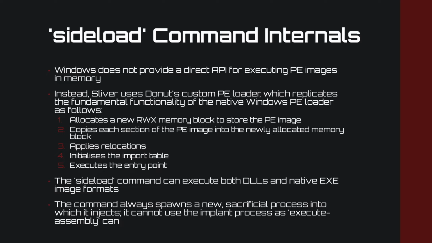Now, at a very high level, this process proceeds as follows. 1. It allocates a new read, write, and execute memory block to store the image. 2. It copies each section of the image into the newly allocated memory block. 3. It applies relocations to adjust memory addresses at runtime, ensuring they match the location where the image was loaded in memory. 4. It initializes the import table, which contains references to external functions from modules that the program requires. 5. And finally, it executes the entry point.